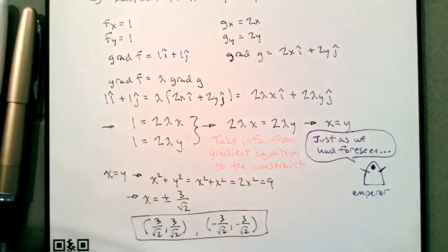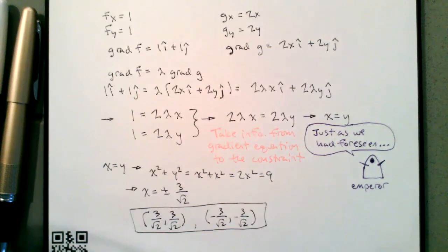The last thing we would need to do is figure out which one is the maximum and which one is the minimum. But we can just figure that out by looking at the values. If we're not sure, we can plug them into the function and figure out which value of the function is bigger than the other one. So here's our mathematical process.